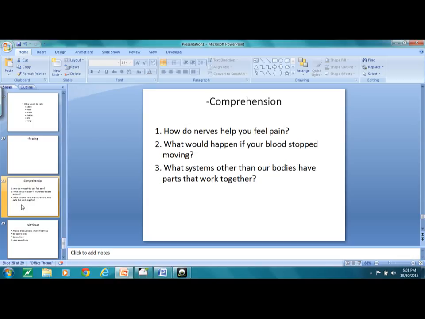Okay, now what I thought about is the computer. A computer has lots of parts that work together to make it do what it's doing. In fact, the computer is helping me. The different parts of the computer are helping me make this video for you to listen to.